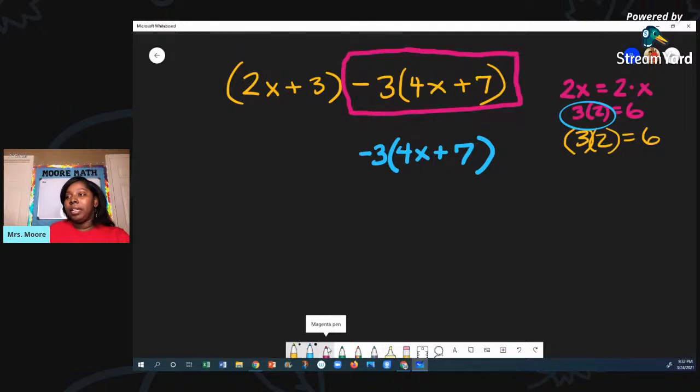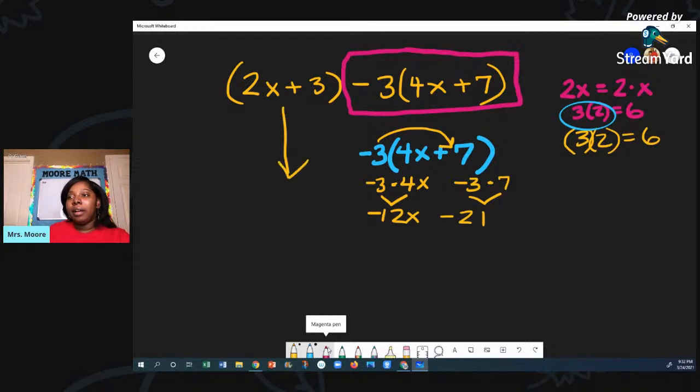So let's do it. -3 times 4x is -12x. -3 times 7 is -21. Now let's bring everything else down. We have 2x plus 3 minus 12x minus 21.